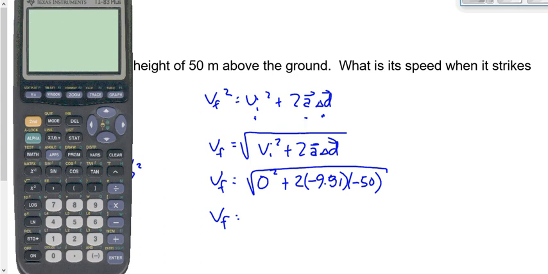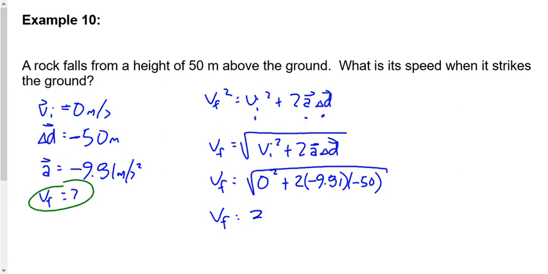Typo there. Let's try that again. 0 squared plus bracket 2 times negative 9.81 times negative 50. Positive 981. Let's square root that. Second function, square root. Second function, answer. I get 31 meters per second. The speed, not the velocity, the speed of this rock as it strikes the ground just before it hits is 31 meters per second.